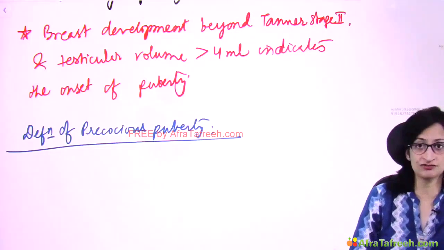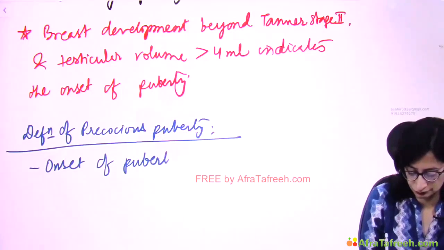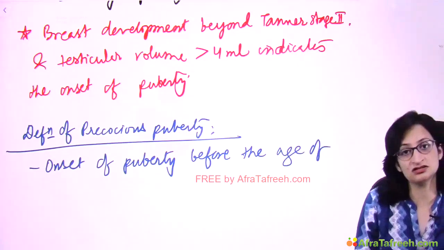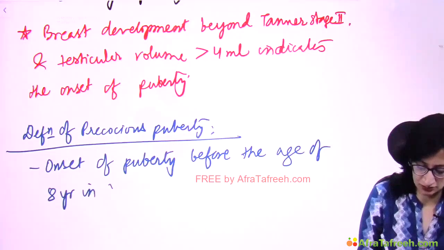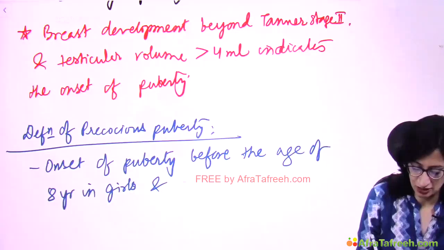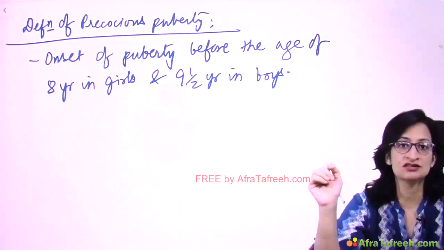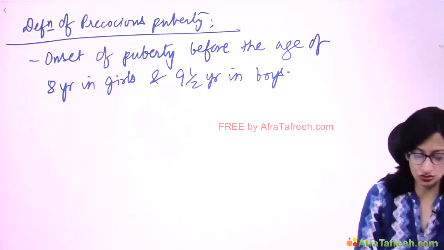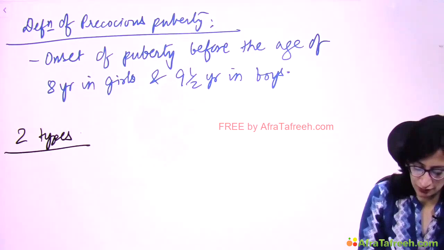So, precocious puberty is defined as onset of puberty before the age of 8 years in girls and 9.5 years in boys. Now, there are two main types of precocious puberty. One is central precocious puberty, and another is peripheral precocious puberty.